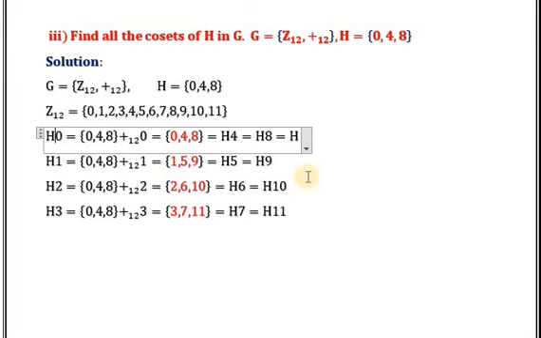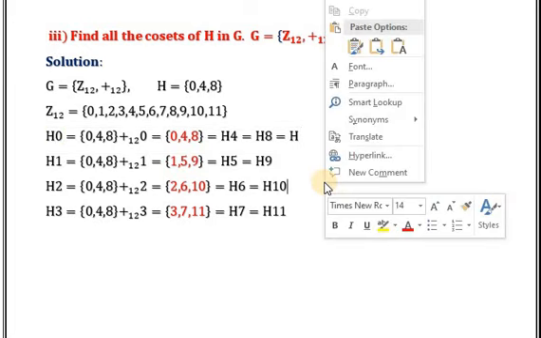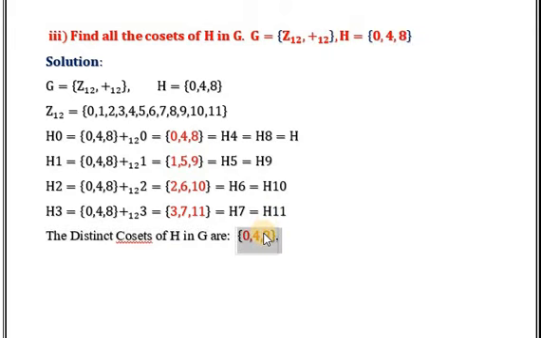We have 12 cosets, but we consider the distinct cosets, not the repeated ones. The distinct cosets of H in G are {0, 4, 8}, which is the coset H0, H4 and H8 all together, then {1, 5, 9}, then {2, 6, 10}, and {3, 7, 11}. So these four are the distinct cosets of H in G. Thank you.